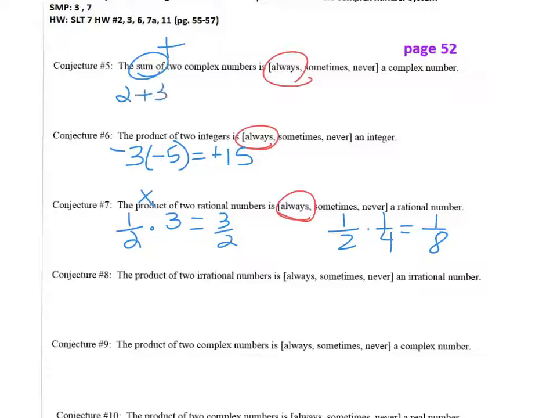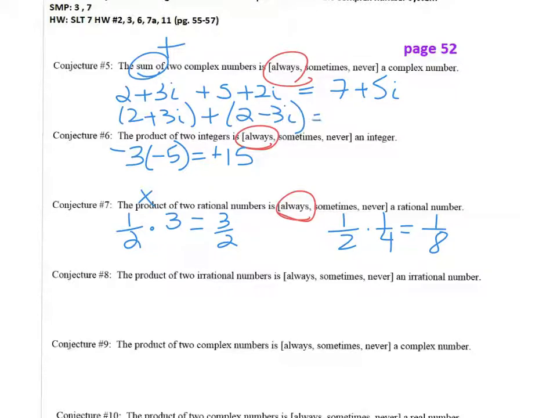But if I think of 2 plus 3i plus 5 plus 2i, that's 7 plus 5i. What if we do 2 plus 3i plus 2 minus 3i? We have complex conjugates. And we add them together, and we are left with 4. But Ms. Weiss, you said they're always a complex number. And that's true because 4 is complex.